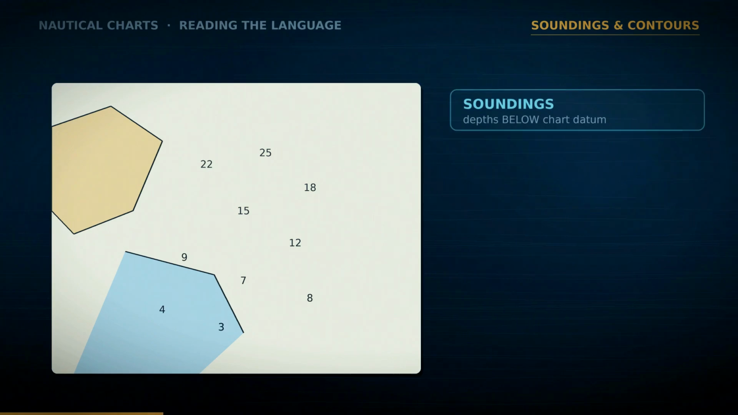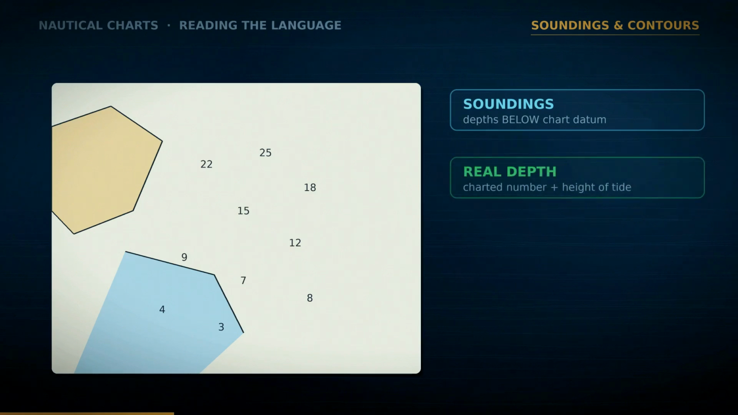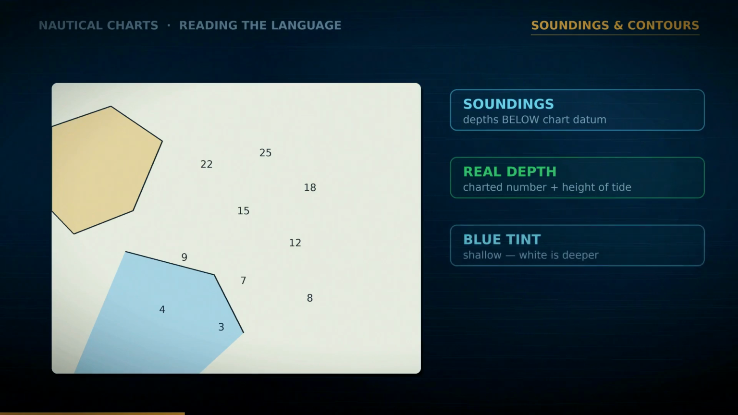Lines connect equal depths, the depth contours, and the tinted areas do the fast talking. Blue is shallow, white is deeper, and the boundary between them is the contour you choose as your personal no-go line.